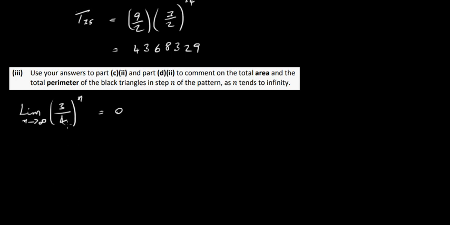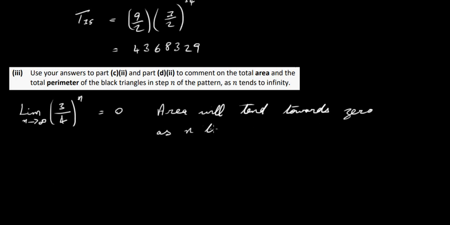A proper fraction multiplied by itself will give you a smaller fraction, like a half times a half is a quarter, times another half is an eighth, which is 1/16, 1/32, and so on. It gets smaller and smaller. 3/4 to the power of infinity will just tend towards 0. So the area will tend towards 0 as n tends to infinity.